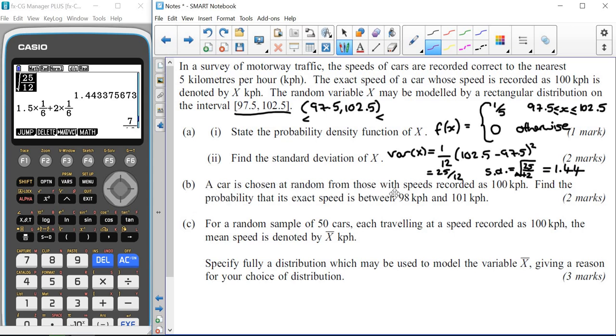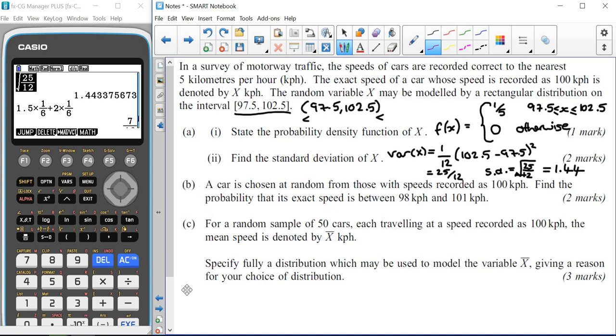Now we have a car chosen at random from a speed recorded as 100 kilometers per hour, because remember here, this is what we were looking at. So this is the exact speed of cars that were recorded at 100 kilometers per hour. Their actual speed is between these two. So we're trying to find the probability that the exact speed is between 98 and 101 kilometers per hour.